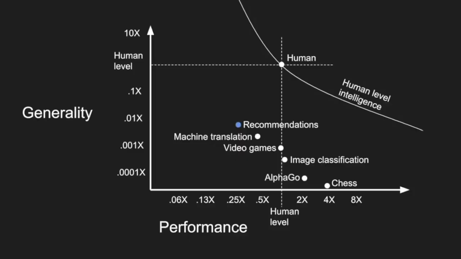So recommenders, they do okay relative to humans. And I would argue that the knowledge of the world required to do really well is pretty deep. So we'll boost it up on the generality scale, but it takes a hit on performance.